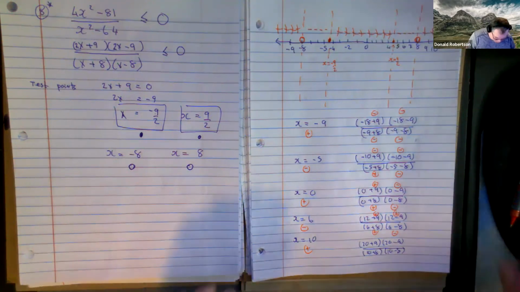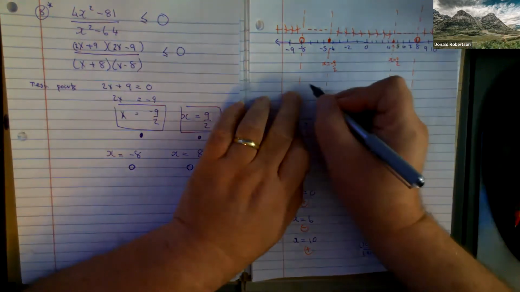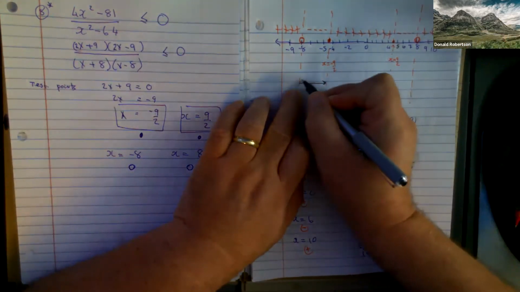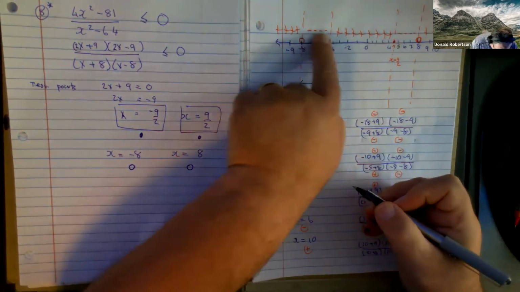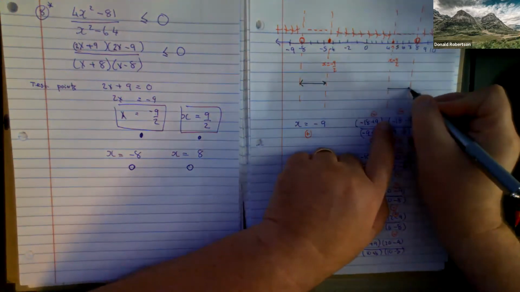Now, in this question, we are looking for less than or equal to 0. Less than or equal to 0 is when the answer's negative. It's negative in this range, right? Any value of x in this range. It's also negative in this range here.